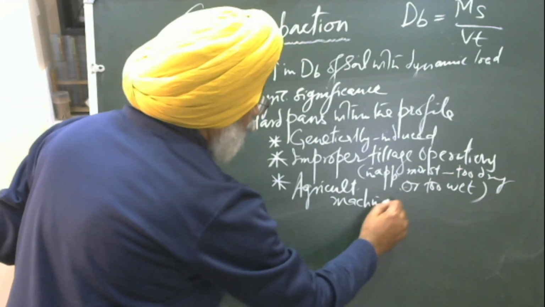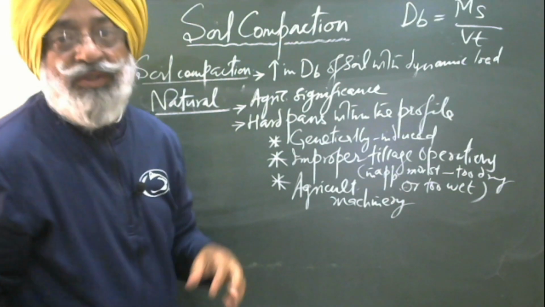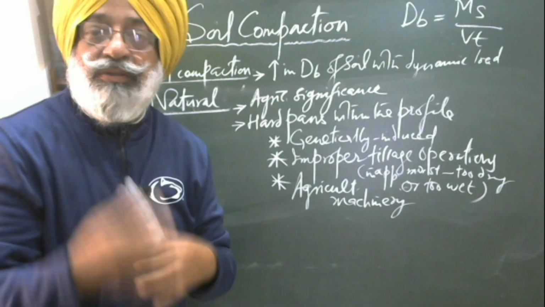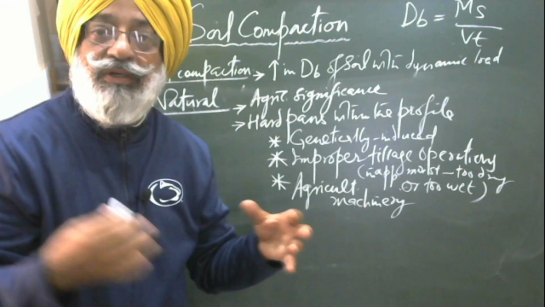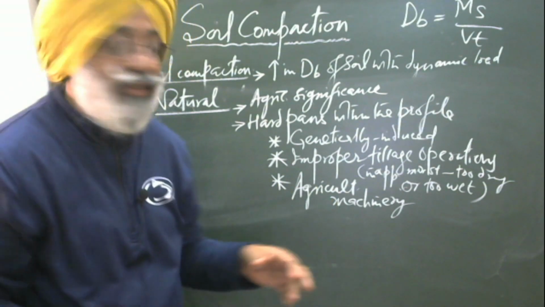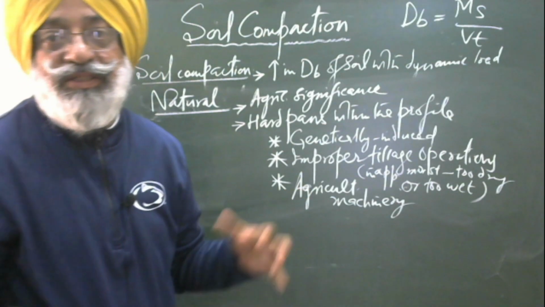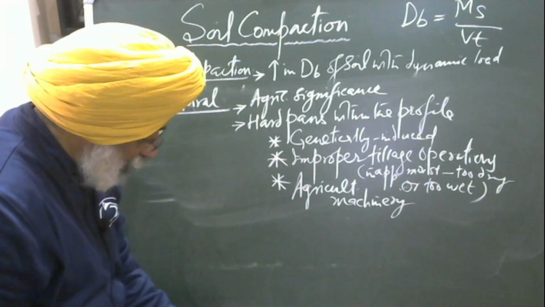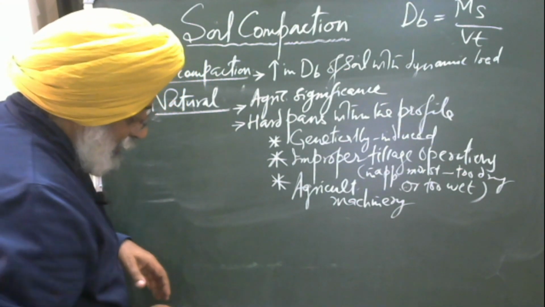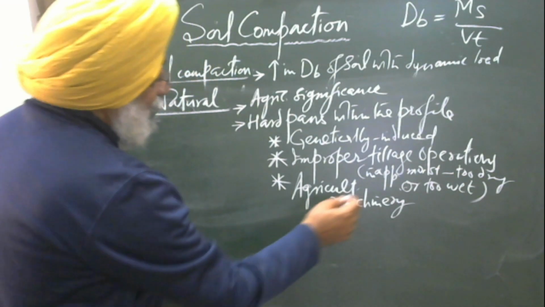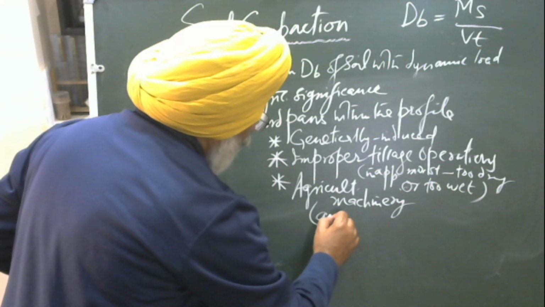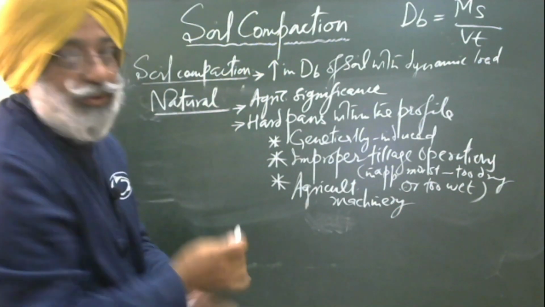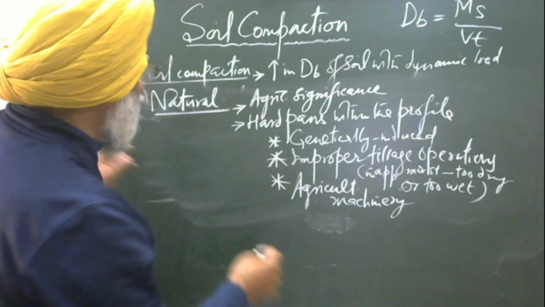Then again it could be due to agricultural machinery. Nowadays things are mechanized in agriculture. So you have tractors, you have different equipment used for spraying the chemicals and all that. So agricultural machinery is a major cause of agricultural compaction or soil compaction. And here you can say that this is artificial compaction. This could be because you are moving the agricultural machinery, you are compacting the soil.